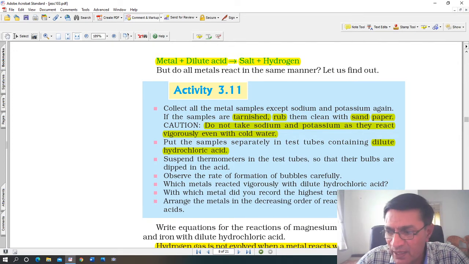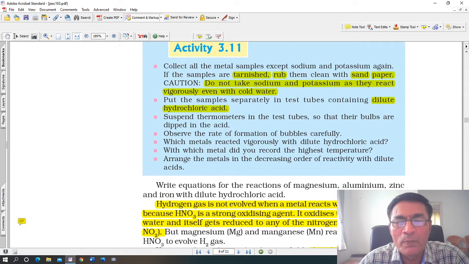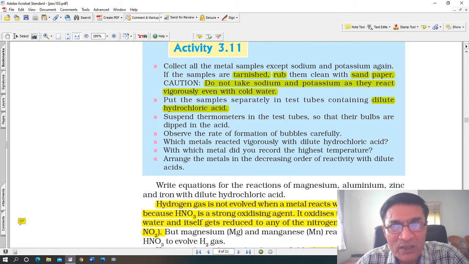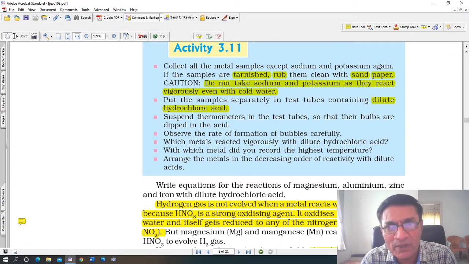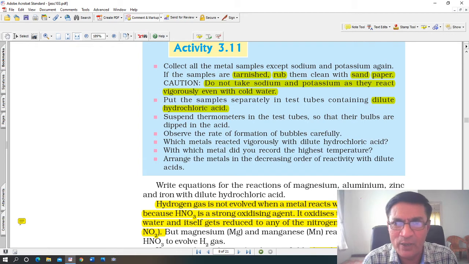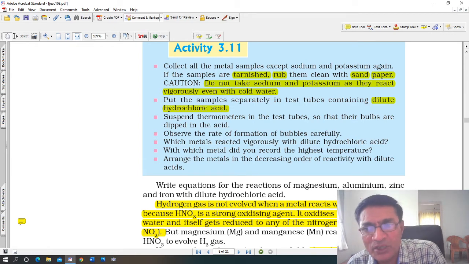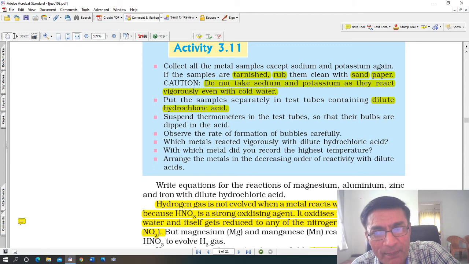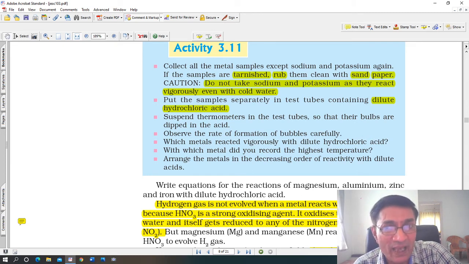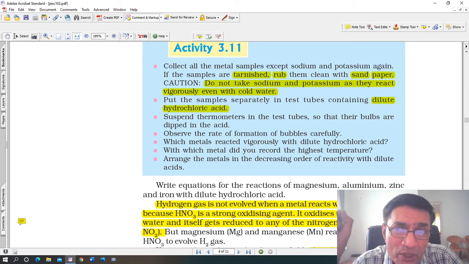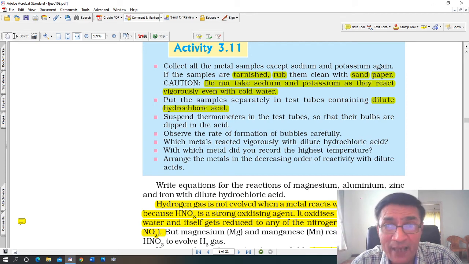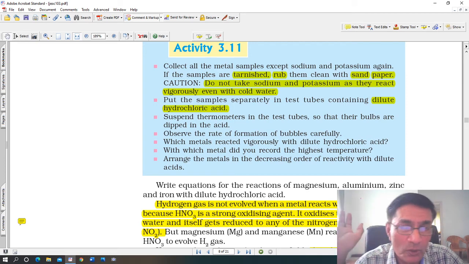Now in this case there is an activity shown out here. Collect all metal samples like sodium, potassium, zinc, calcium and so on. If they are tarnished, meaning the top layer has become rough, rub it with clean sandpaper so that it becomes clear, like iron and copper. Do not take sodium and potassium as they react vigorously with cold water. So leave sodium and potassium aside because they are extremely reactive. Put the sample separately in test tubes containing dilute hydrochloric acid. If sodium and potassium react with water, think how much they would react with acid. So do not touch sodium and potassium.